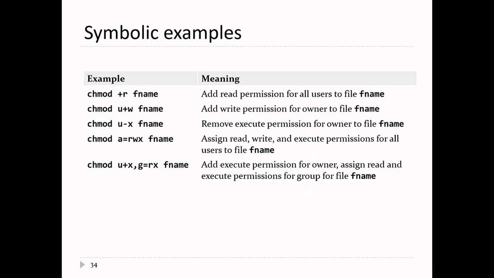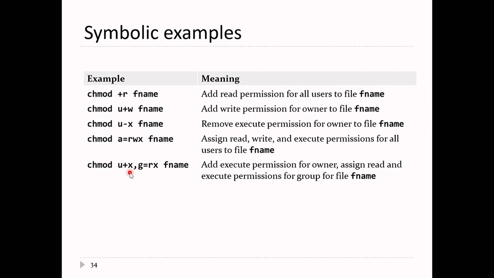So if I want to give everybody read, write, and execute permission, A equals RWX is what you want to do. So that will actually assign those permissions for all users. And finally, if you want to, you can combine these things using comma. So I can set the permissions for the user, comma for the group, comma for everybody else, for other.